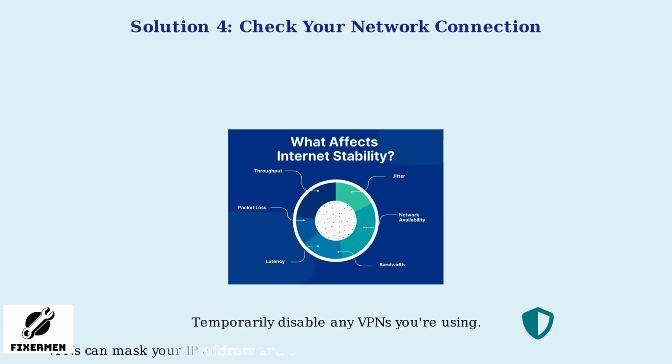Also, temporarily disable any VPNs you're using. VPNs can mask your IP address and cause Venmo's security systems to flag your connection as suspicious, leading to Error 403. In fact, VPNs are linked to 10 to 15% of Error 403 cases, according to Venmo's support data.